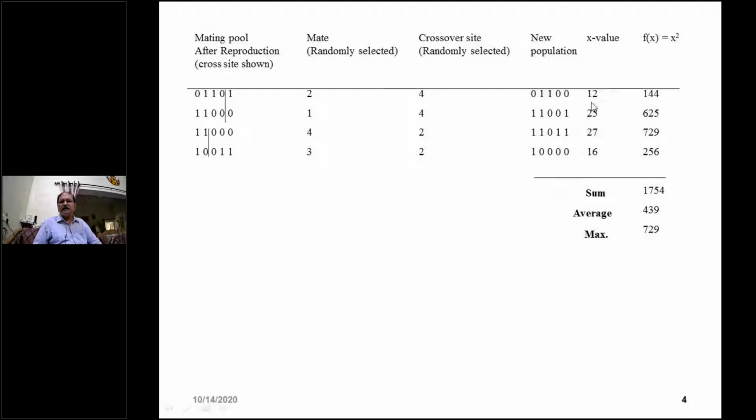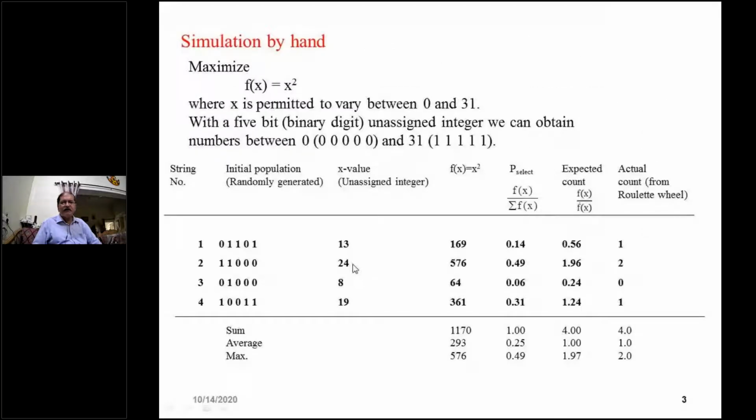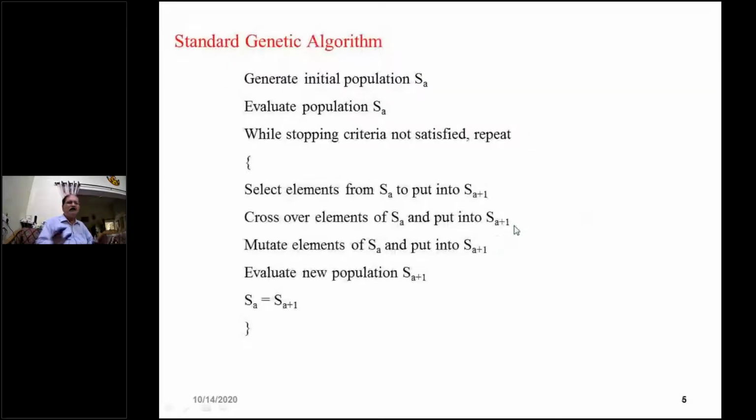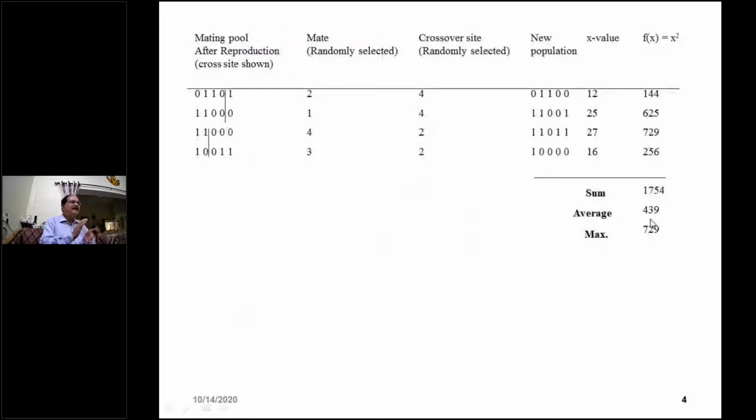You see the x value previously we had 13, 24, 8, 19, and now it has got 12, 25, 27, 16. So it is gradually increasing, and this is the sum value, average value, and the maximum value that we have found out for x square f(x). So this is a very simple way of understanding the genetic algorithm, which is a metaheuristic which will be applied to operations management problems.